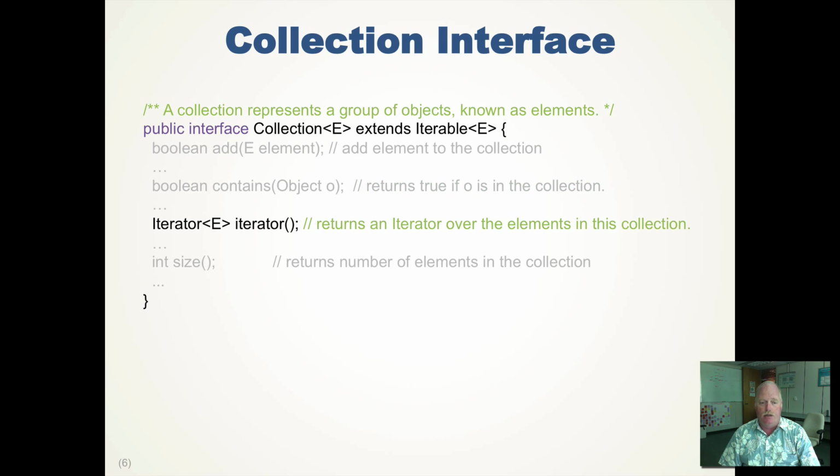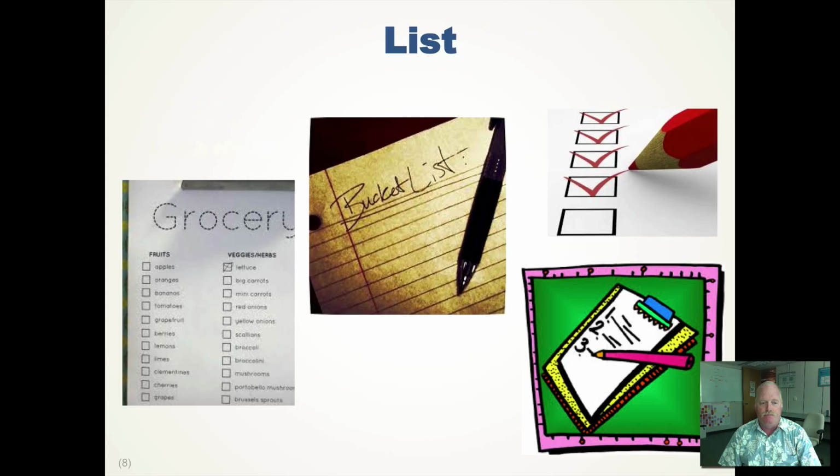You can get an iterator over all the items in the collection, so you can loop through all the items in the collection. You can ask the question, how many items are in the collection? You can also remove an object from the collection.